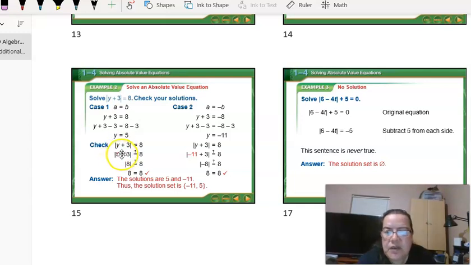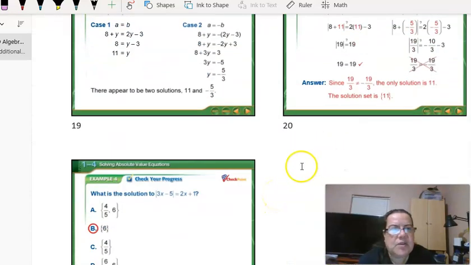So we substituted the 5 back in. 5 plus 3, you get 8. So the absolute value of 8, yes, it is 8. So this one works out. Let's try the -11. So if I have y equal to -11, plug it in. -11 plus 3 is -8. Is the absolute value of -8 8? Yes, it is. So therefore, this particular problem has two solutions.